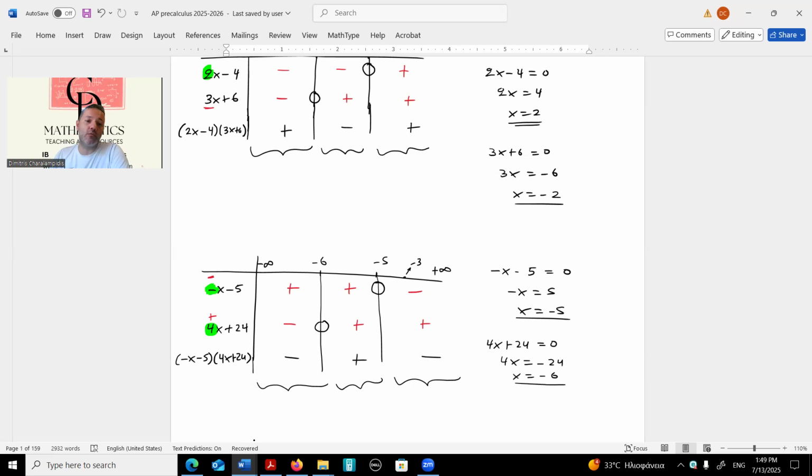What would it be for x equals negative 20? Negative 20 could be somewhere there. We expect to have a negative sign as well. What could it be for negative 5.3? Negative 5.3 could be here. We expect to have a positive sign, and so on.